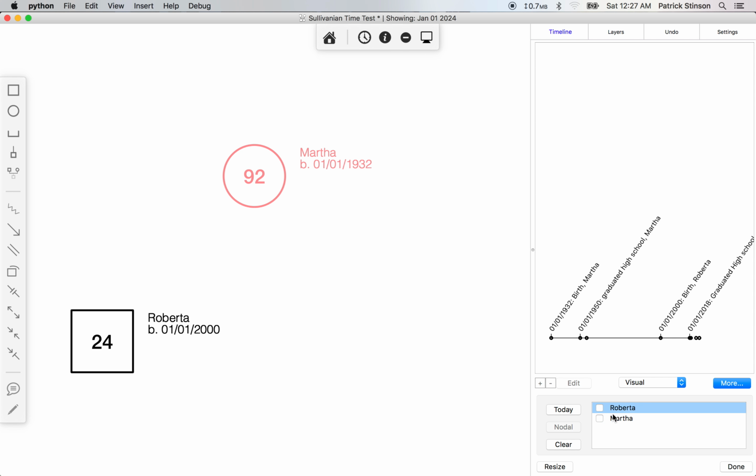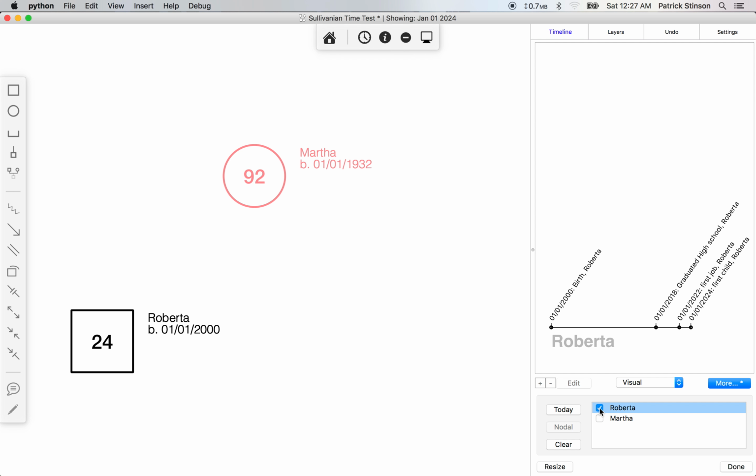I have these two tags set up here, and I don't need to get into the details there, but basically I set all of Roberta's events to have the Roberta tag. So when you click that, it just shows those events. And then I have all the Martha events on the Martha tag. And so what it does then, I have this checkbox for Sullivanian time.